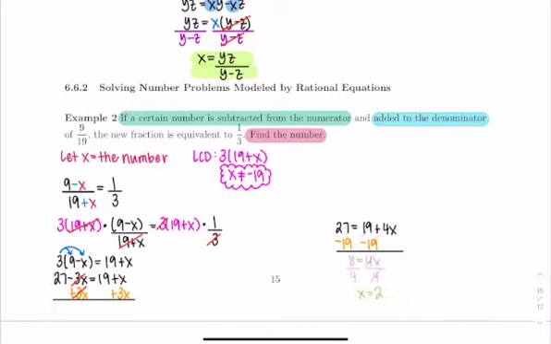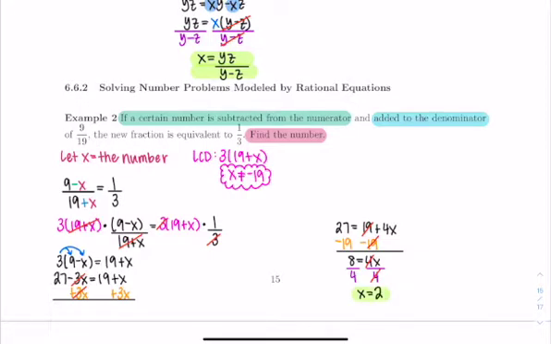And so we end up with 8 equals 4x, and dividing both sides by 4, we get that x equals 2. And so the number is 2.